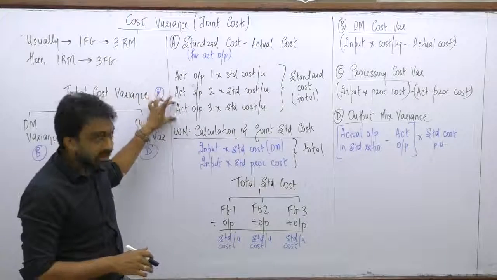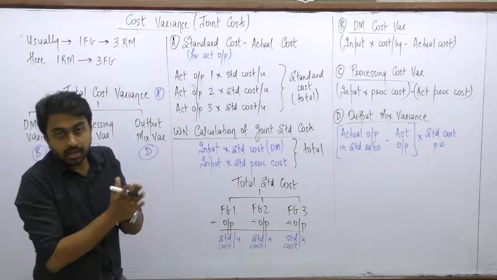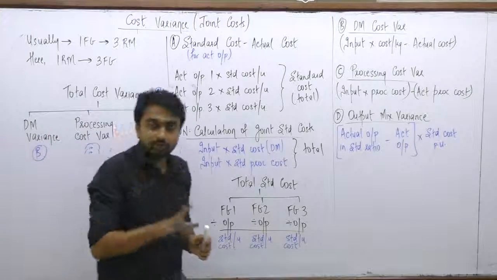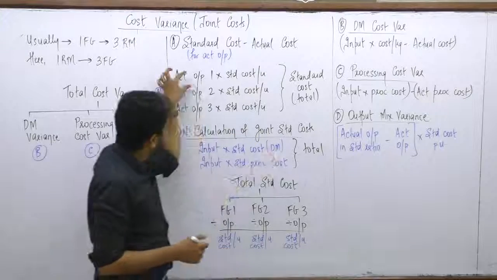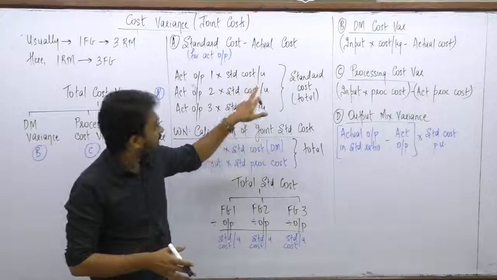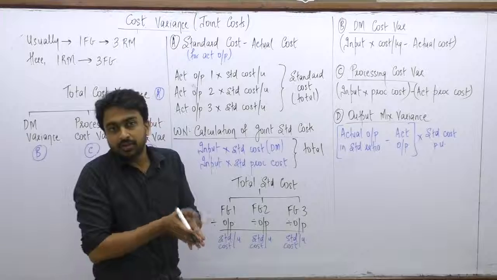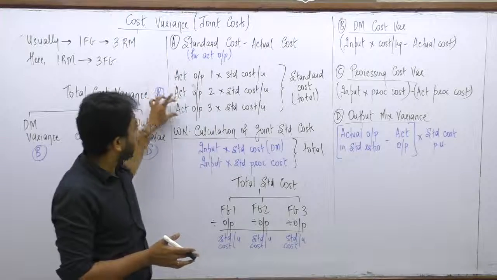These 3 materials, these 3 finished goods, the actual output. As I said, the parent variance will always be found for the actual output. So respective actual output into my standard cost per unit. Now standard cost is going to be different for different output. There is FG1, FG2, FG3.